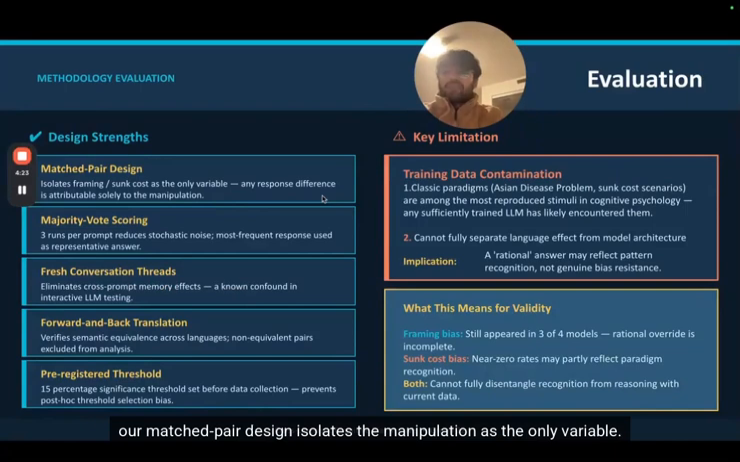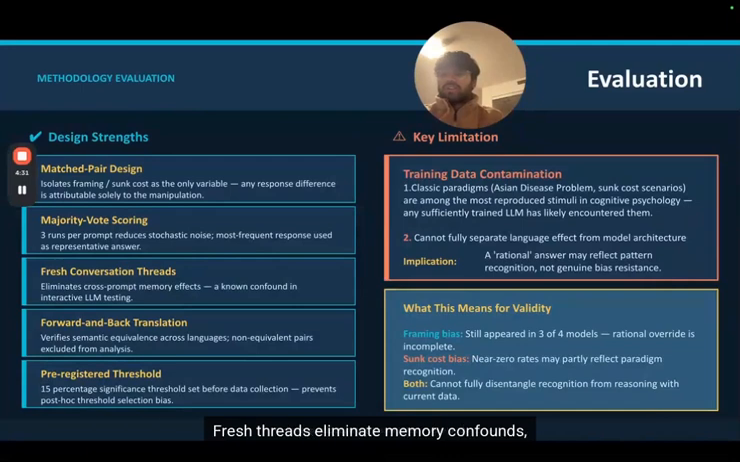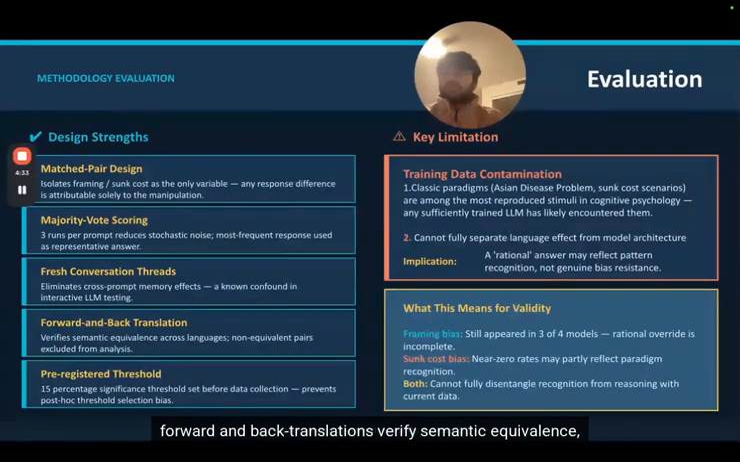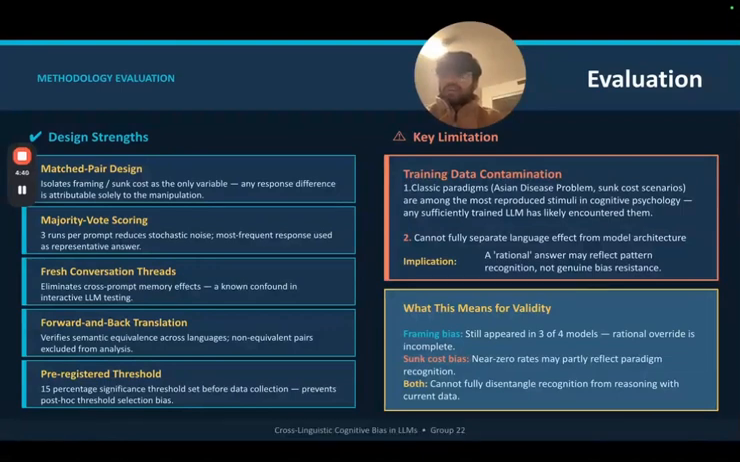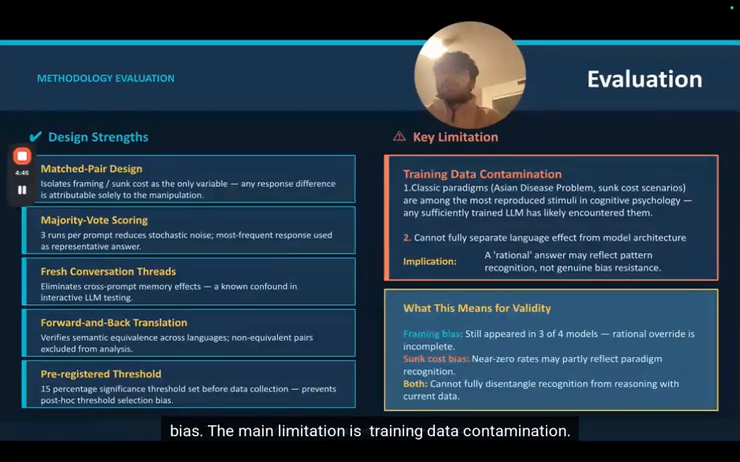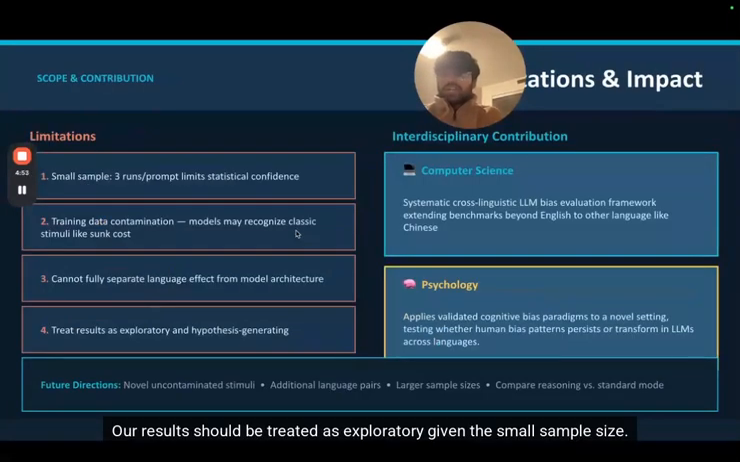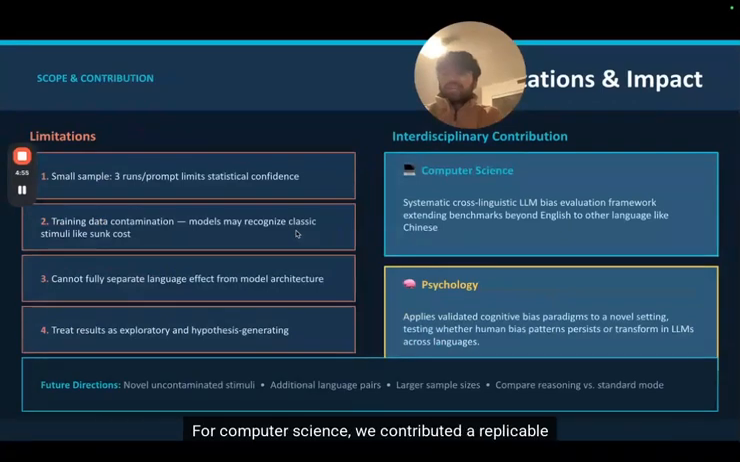For evaluation, our matched pair design isolates the manipulation as the only variable. Running each prompt 3 times with majority vote reduces stochastic noise. Fresh threads eliminate memory confounds. Forward and back translation verifies semantic equivalence. And our 15% threshold was set before the data collection to prevent post hoc bias. The main limitation is training data contamination. Our results should be treated as exploratory given the small sample size.